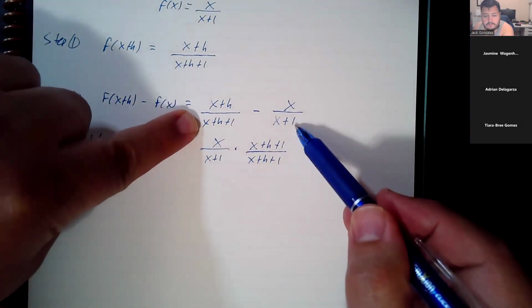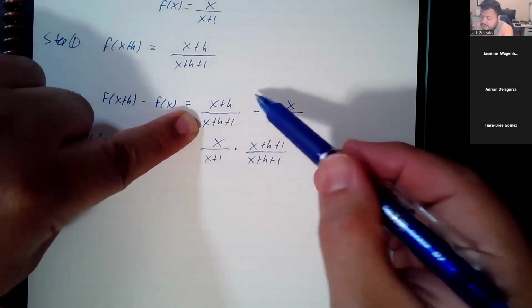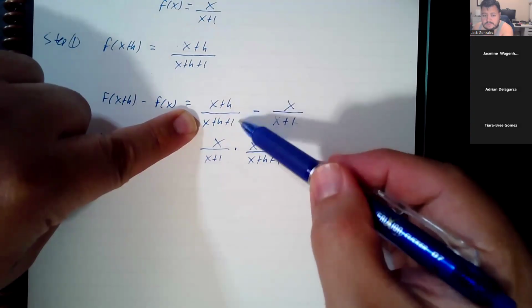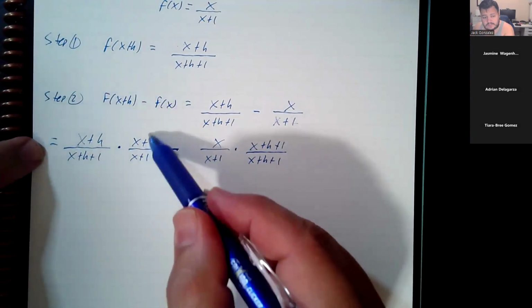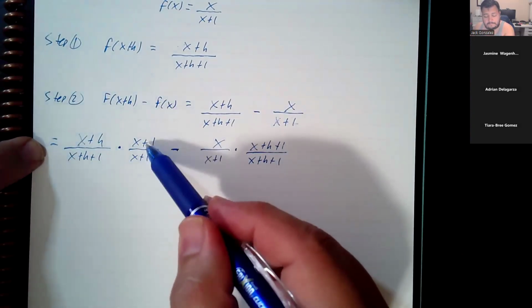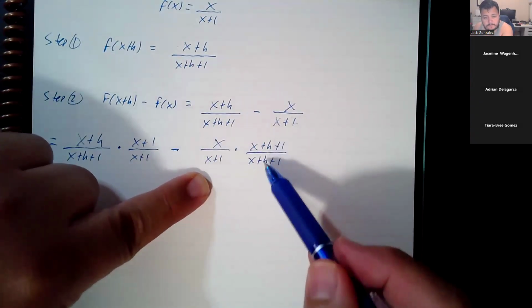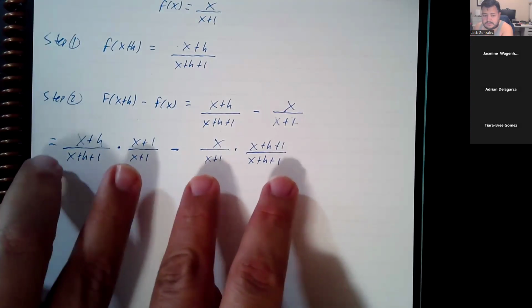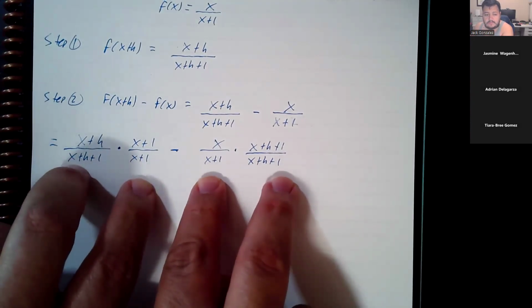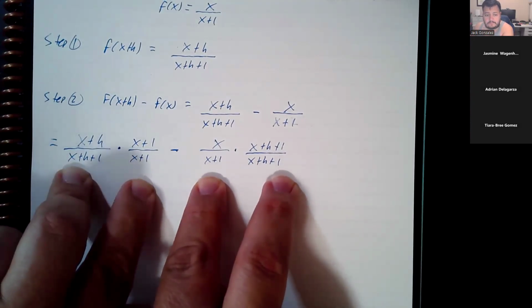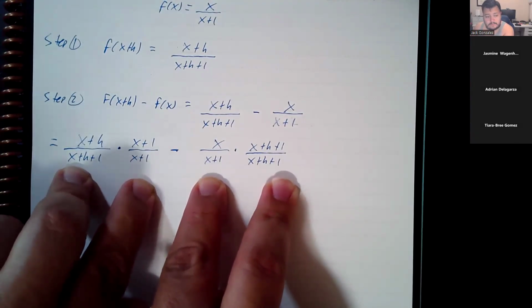These guys are prime, so I'm gonna introduce what this one's missing. This one's missing an x plus 1, right? That's kind of like I did earlier, like with the 7. This one's missing the x plus h plus 1, so there it is. So now they're gonna have the same denominator, so I can subtract them or add. It'll be the same.